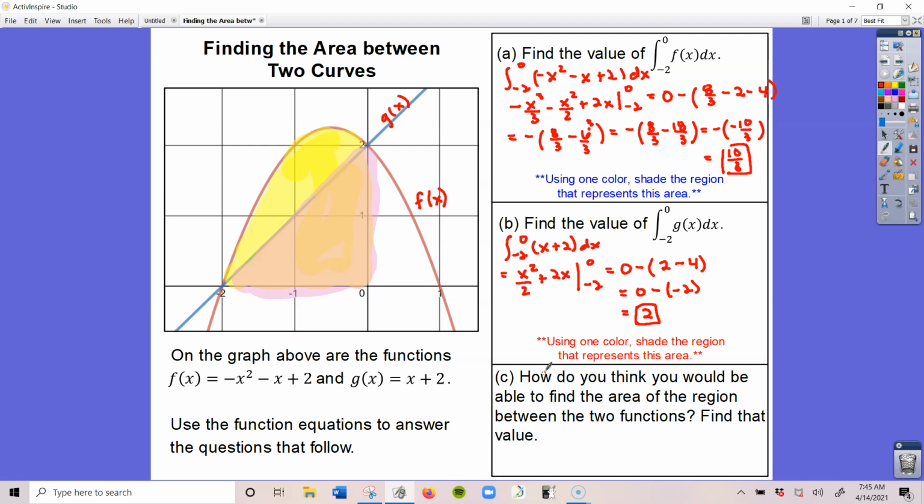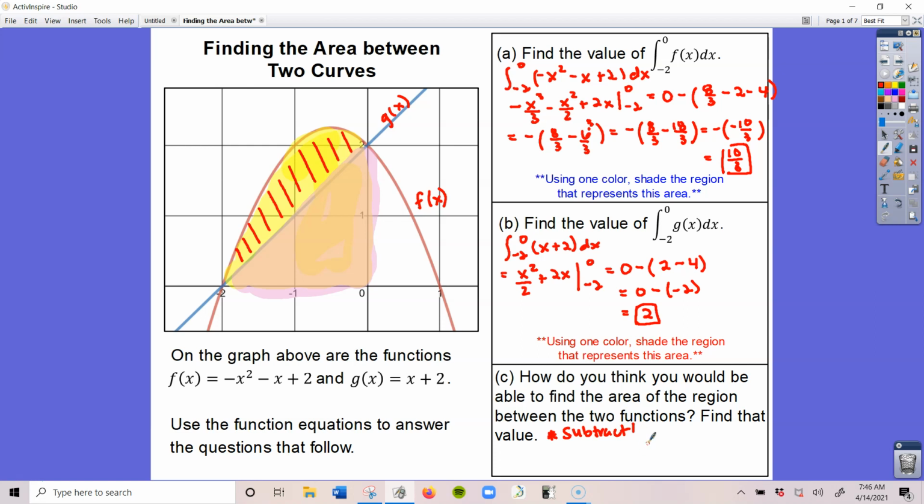Now, for this last part here, it says, how do you think you would be able to find the area of the region between the two functions? And then we're going to find that value. Now, the area that is between the two functions is this part here. That is between the g of x, my higher function here, minus the f of x. So that's exactly what we're going to do. We are going to subtract.